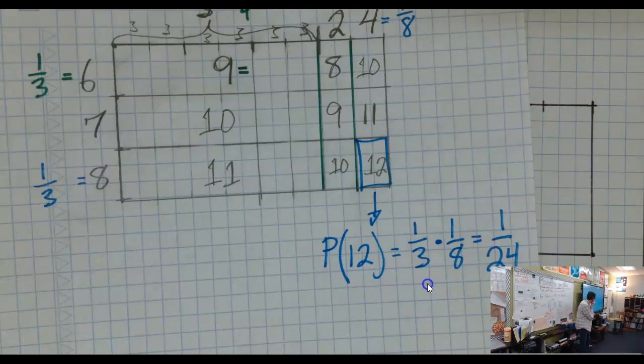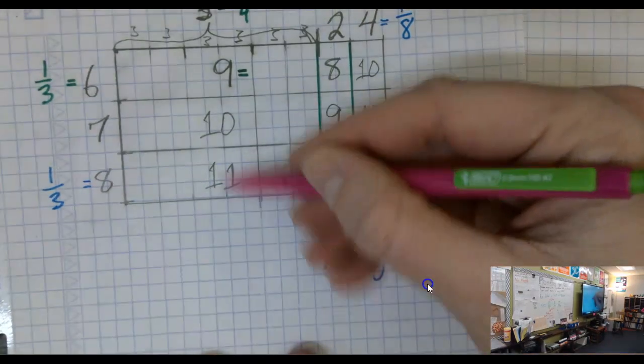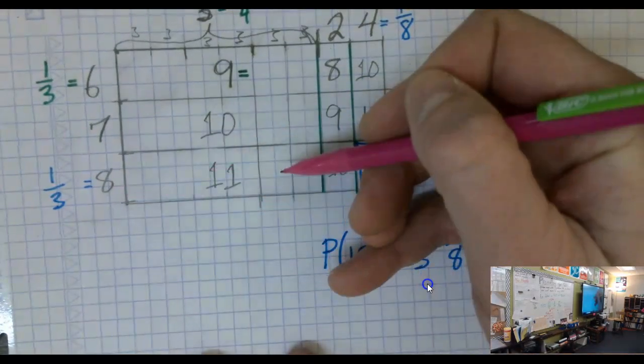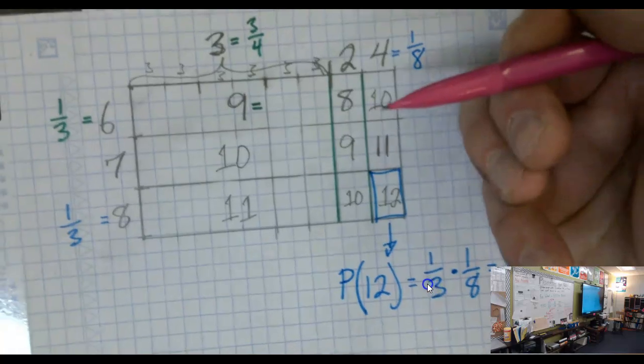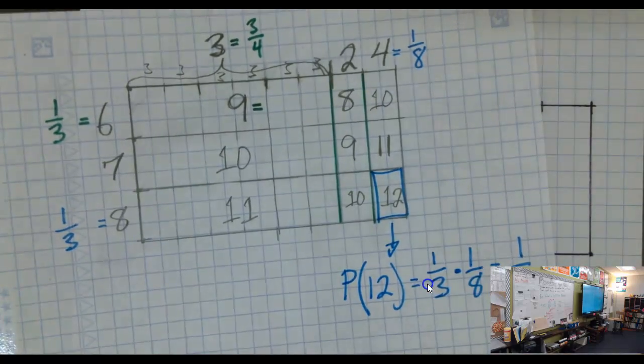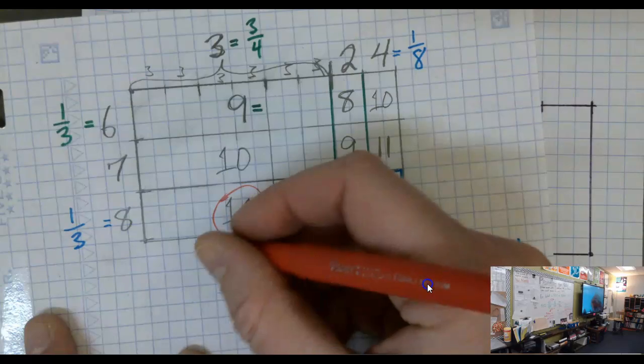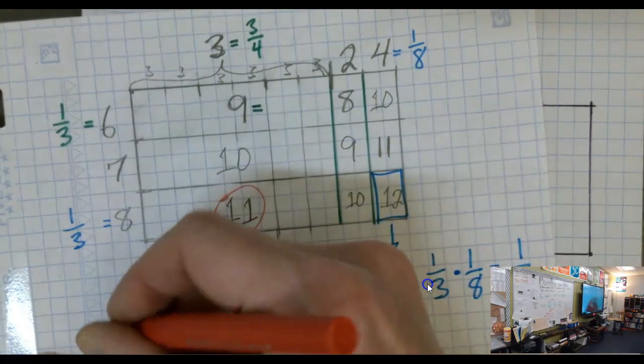So wait, if we know that this box is 1/24, what's this box? 1/24 also. But wait, what about this 11? I could split, count boxes, or this 11, right? I'm going to color code things. How can I find the probability of that?